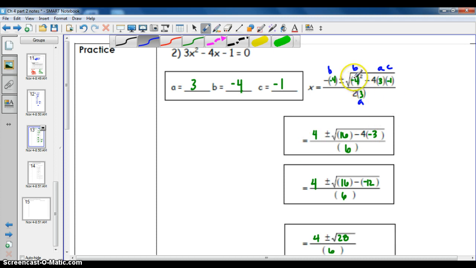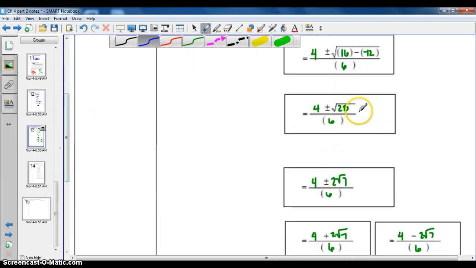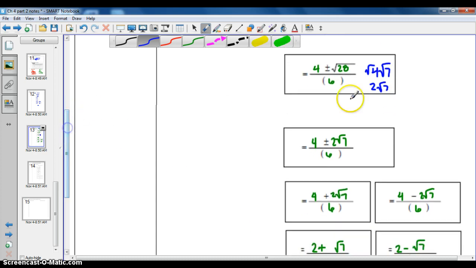So simplifying, negative 4 squared is 16. 3 times negative 1 is negative 3. And then we take 4 times negative 3 to get negative 12. And then we take 16 minus negative 12, which is a double negative, so it's addition to get 28. Simplifying 28, we can break it down as 4 times 7. So square root 4, square root 7, which ultimately gives you 2 radical 7.